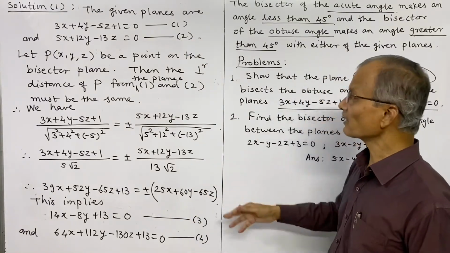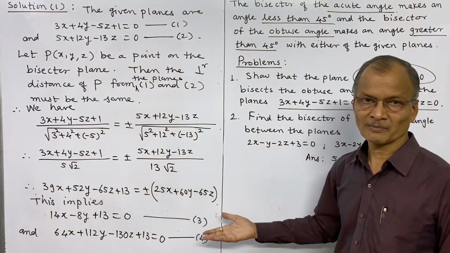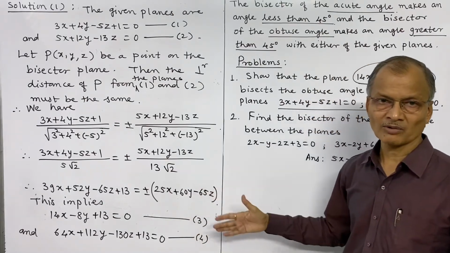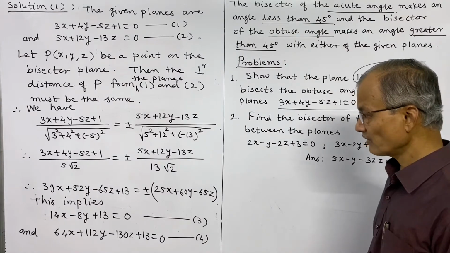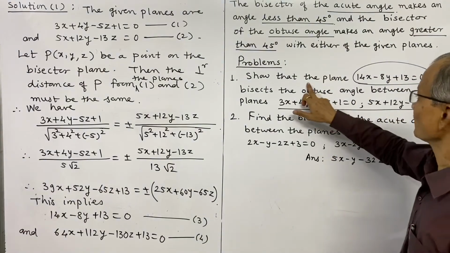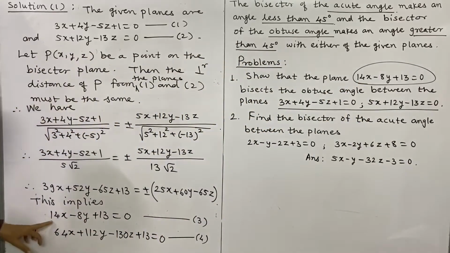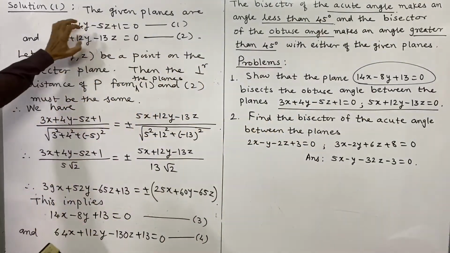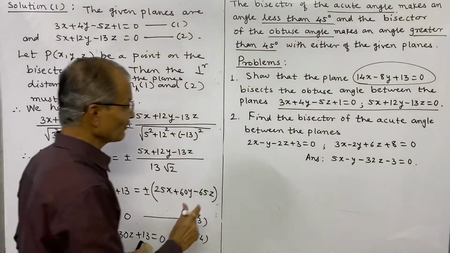But that will be different for 1 and 4 and 2 and 4, because one of them will bisect the acute angle and the other will bisect the obtuse angle. So we are asked to show that this bisects this plane. We have obtained here that this plane bisects the obtuse angle between these two planes. So we will find out the angle between 1 and 3.